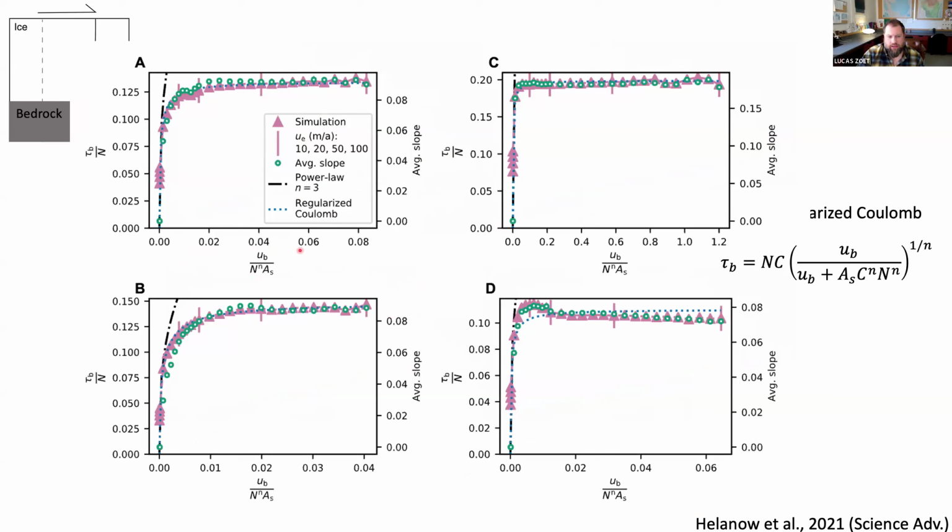So on the x-axis here again is slip speed. It's normalized here by a couple of things. And the y-axis is drag normalized by the effective stress, so you can think of it as drag. What we find is that as the glacier moves faster and faster, the resistance the bed provides goes up. But unlike an unbounded power law, it rolls over, right?